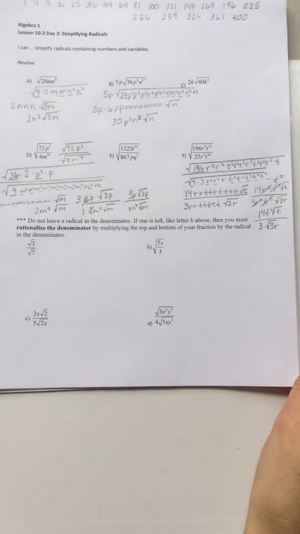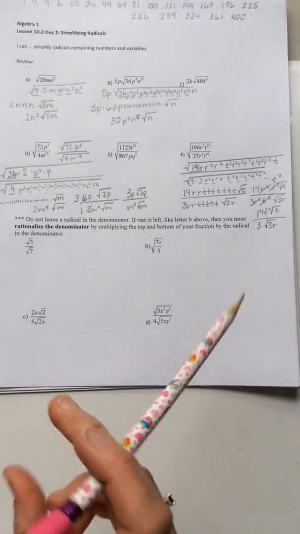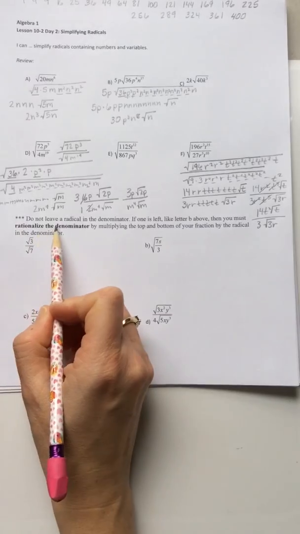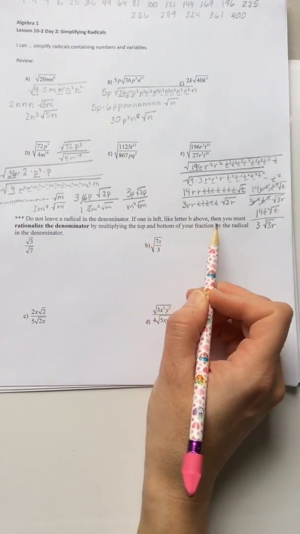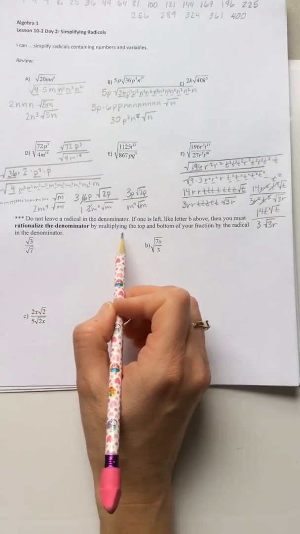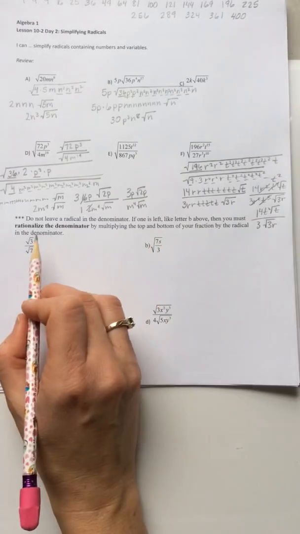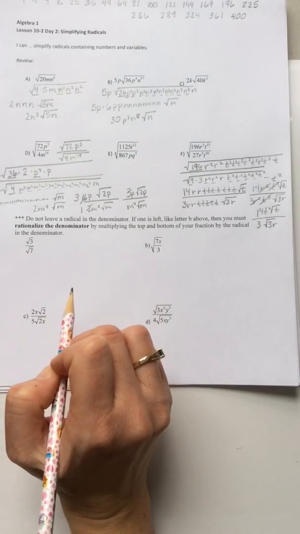All right, now on to rationalizing. If you notice, 3 stars, that means it's important. It says, do not leave a radical in the denominator. If one is left, like letter B above, then you must rationalize the denominator by multiplying the top and bottom of your fraction by the radical in the denominator.